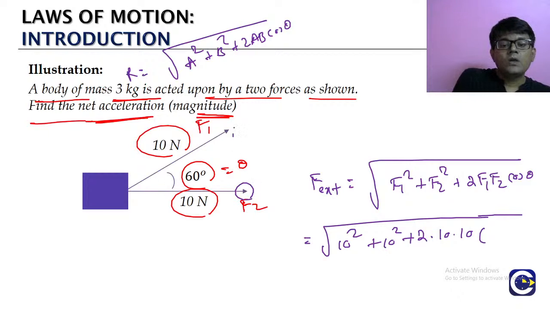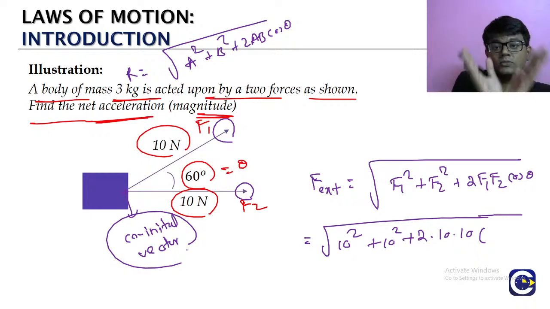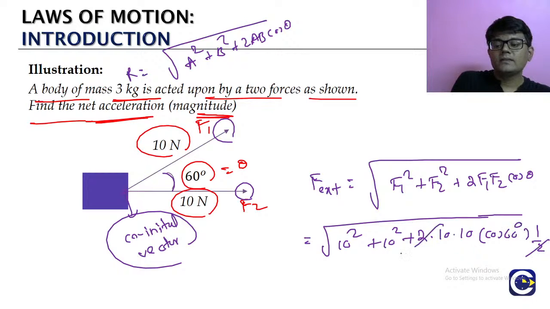Look at this. Both the forces are given as co-initial vectors. Remember, this is also important. When we say the angle between 2 vectors, we have to be careful. First, the vectors should be represented as co-initial vectors. So co-initial, they are already there. And what is the angle here? 60. So we are going to get cos 60. What is cos 60? Half. Means the 2 is cancelled. So 10 square plus 10 square plus 10 square.